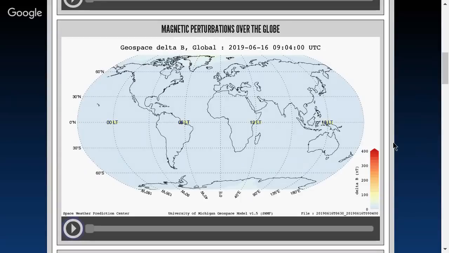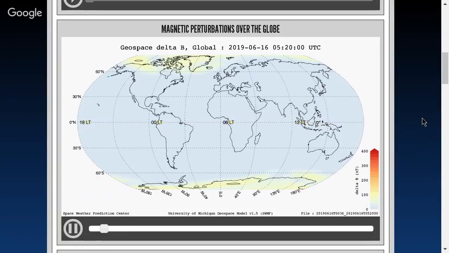Let's move on to the global magnetic perturbations. These are the ground-based ones. So we have zoomed way in now. And we see the standard drift of the South Pole into the Indian Ocean toward India and Western Australia. And in the north, the main perturbations tend to be over Canada.